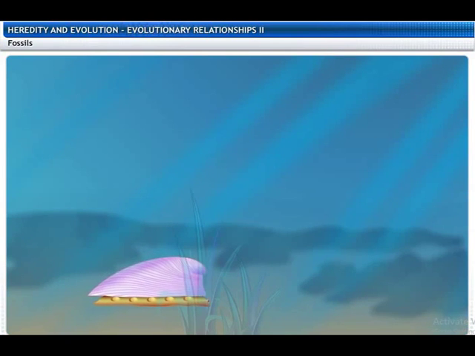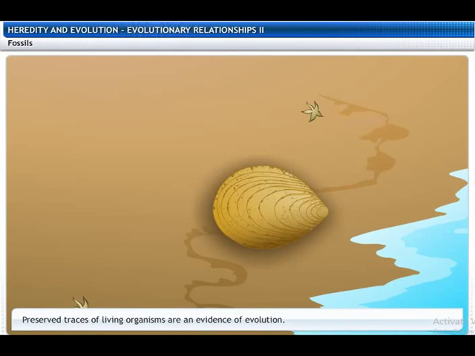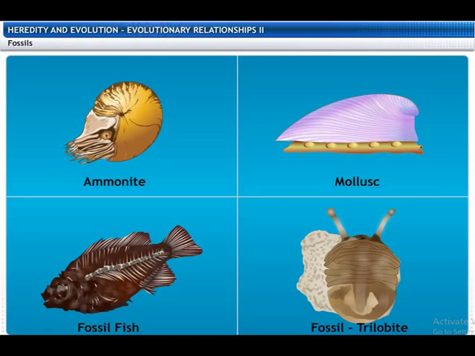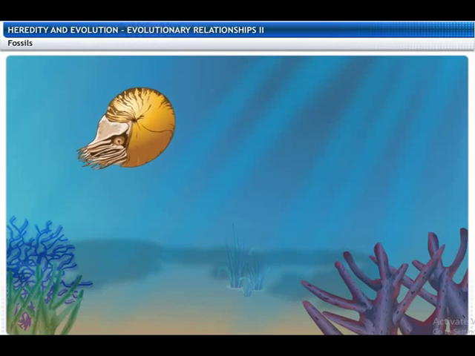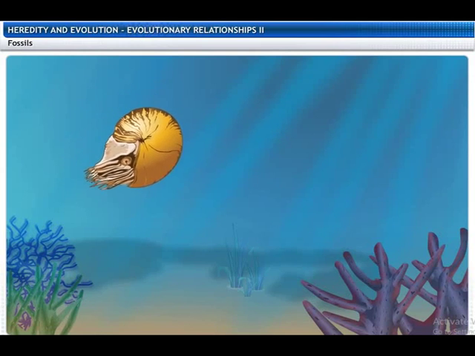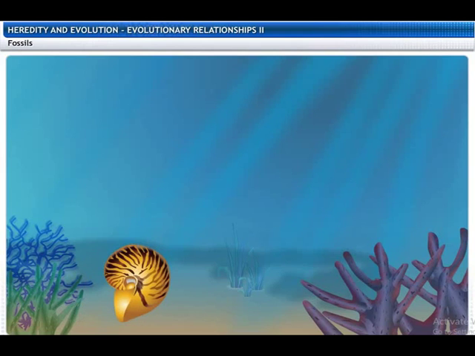When an organism dies, it gets decomposed and leaves behind remnants in the soil. These traces of living organisms are known as fossils. Let's illustrate the process of fossilization of an ammonite. On its death, an ammonite sinks to the sea floor. Scavengers feed on the fleshy body, and all that remains is the shell.